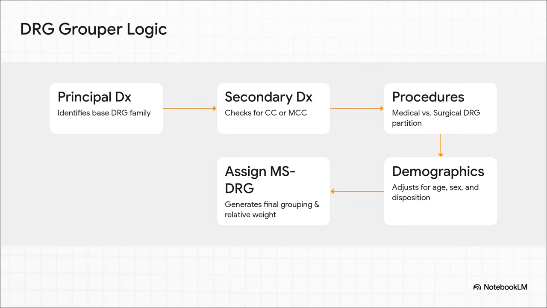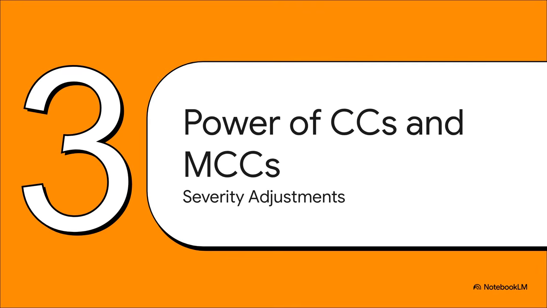The real magic happens in this 5-step grouping logic. First, the engine identifies the principal diagnosis. That's what drives the base major diagnostic category. Next, it scans all the secondary diagnoses. Then, it does something really important. It partitions the cases into either medical or surgical DRGs, entirely depending on whether a major operating room procedure was performed. After tweaking for demographics, it assigns that final MS-DRG. And keep in mind, a surgical case is almost always going to group differently and pay differently than a purely medical case. Now that we know how the base is built, let's dive into part 3.